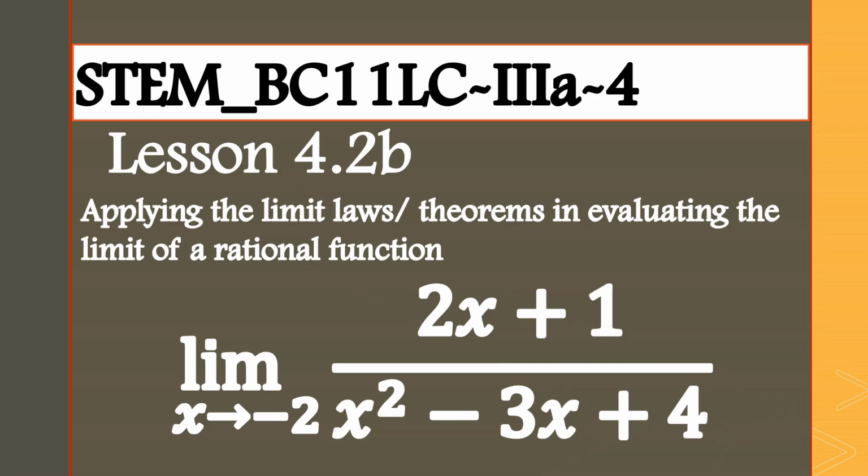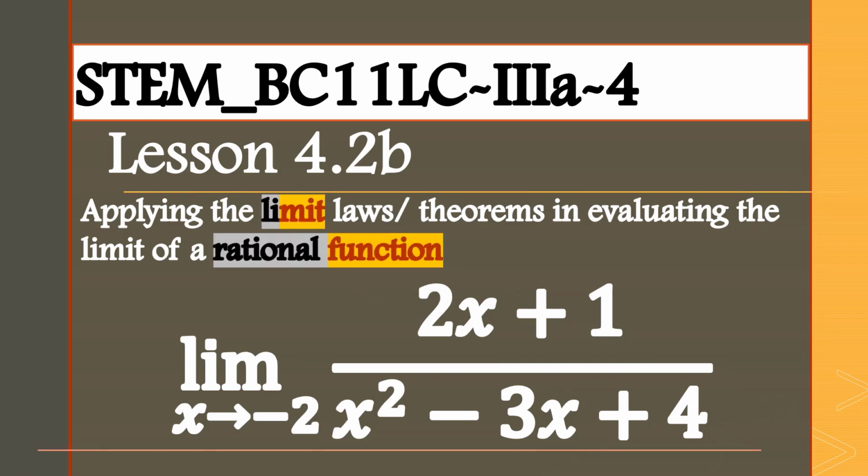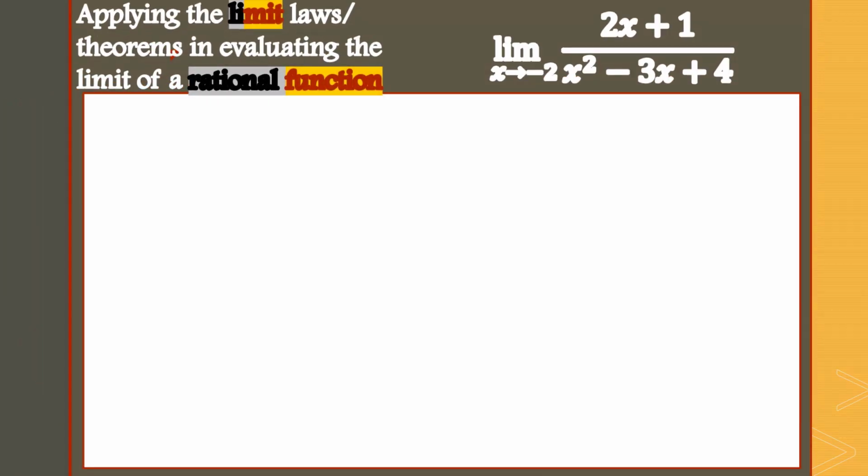Let's use the limit theorems to evaluate the limit of this given rational function. We have here the limit of a rational function. Our numerator is 2x plus 1 over our denominator, x squared minus 3x plus 4, as x approaches negative 2. Now, this is very important to remember: the limit theorems are possible as long as our denominator here is not equal to 0. But of course, if it is, then the limit doesn't exist in that case, right?